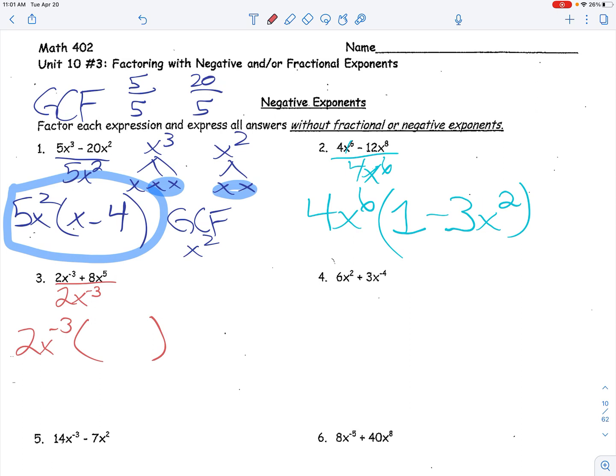And divide both terms here by the GCF to get the remaining factor. 2 divided by 2 there, right? 2 over 2 is 1. Don't forget about that. Not 0, people. 1.